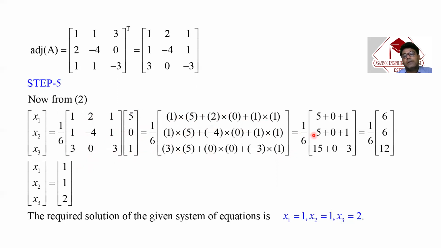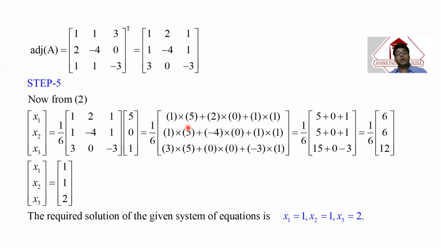After simplification, you have 1 by 6 outside, and 5 plus 0 plus 1, that is 6, and from here 5 plus 0 plus 1, that is 6. From here 15 plus 0 minus 3, that is 12. What is the column form you have? 6, 6, 12. If I divide each and every element by 6, what is left? 1, 1 and 2. So ultimately we have x1 equals 1, x2 equals 1, x3 equals 2.